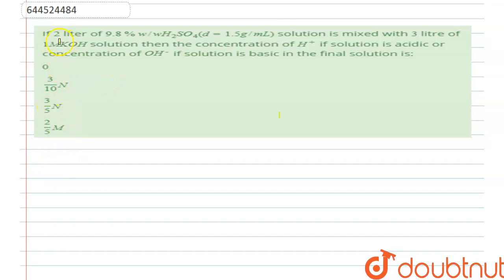Hello students, let us have a look at the question first of all. The question here is: if 2 liters of 9.8% weight by weight H2SO4, for which the density is given as 1.5 grams per milliliter, is mixed with 3 liters of 1 molar KOH solution, then the concentration of H plus if the solution is acidic, or the concentration of OH minus if the solution is basic, in the final solution is? So let us try and find out.